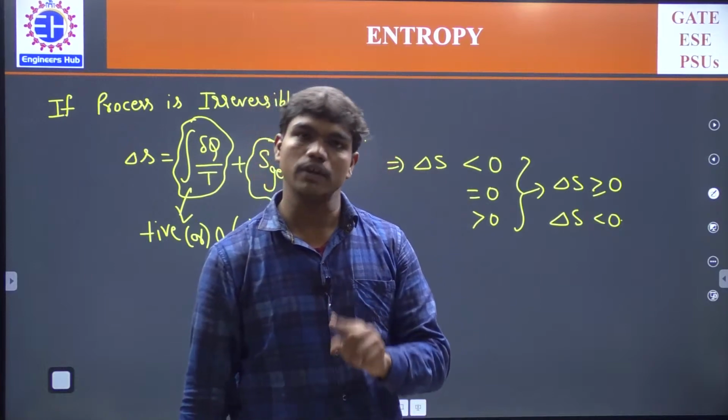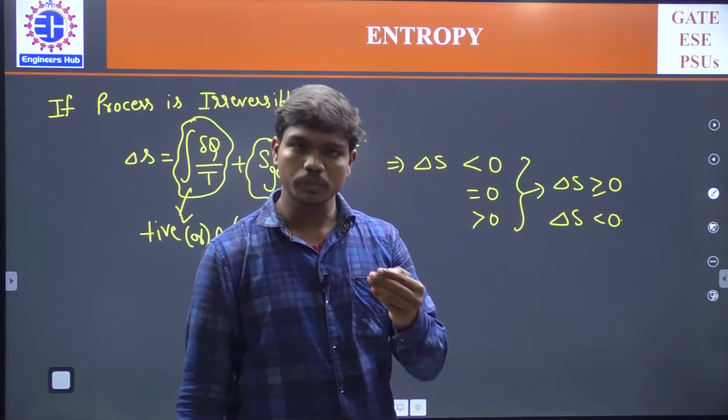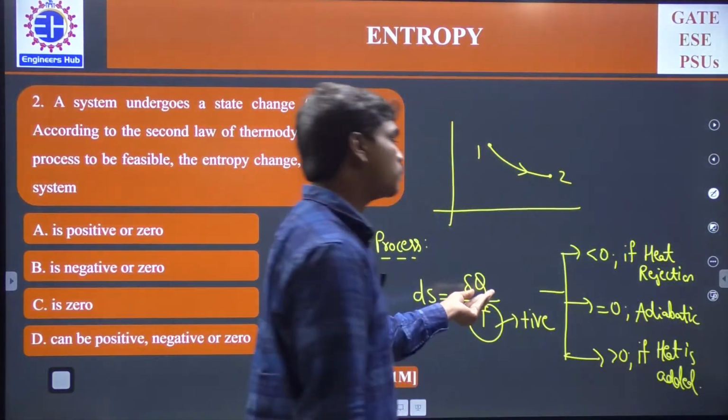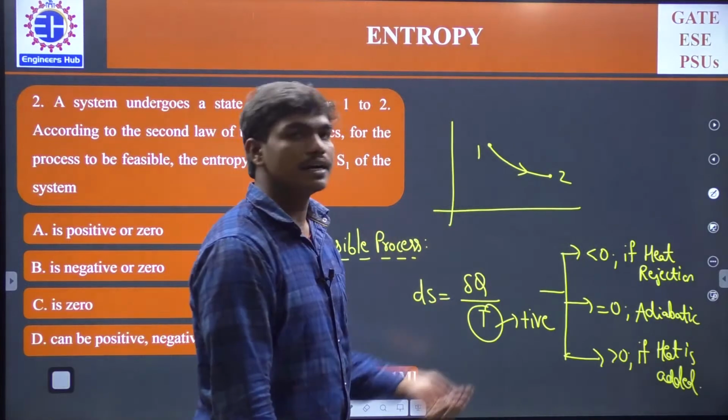But in a process, entropy change can be negative, meaning entropy can decrease, because if some heat is getting out of the system, as you have seen here, if delta Q, if heat is getting out of the system, your entropy will decrease.